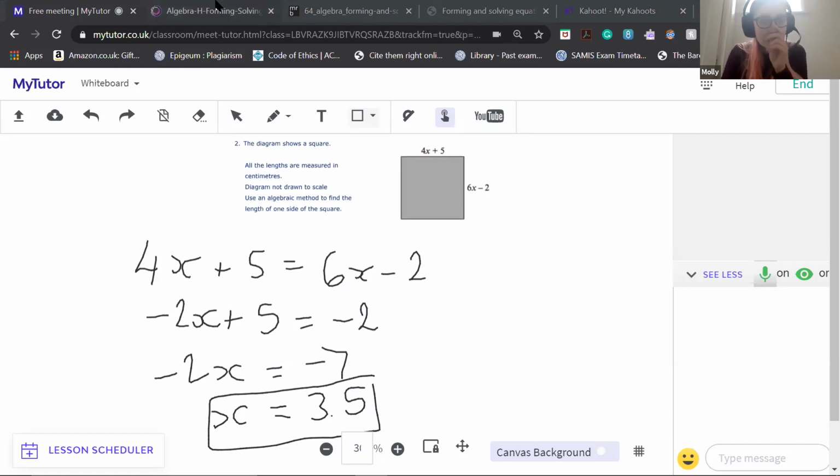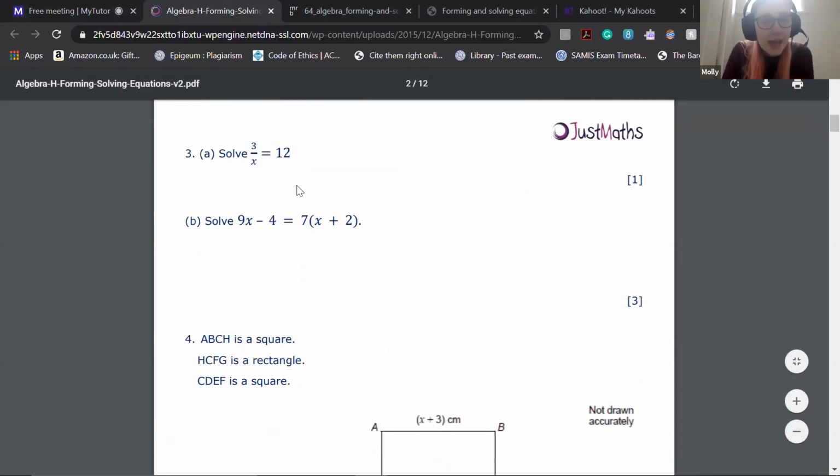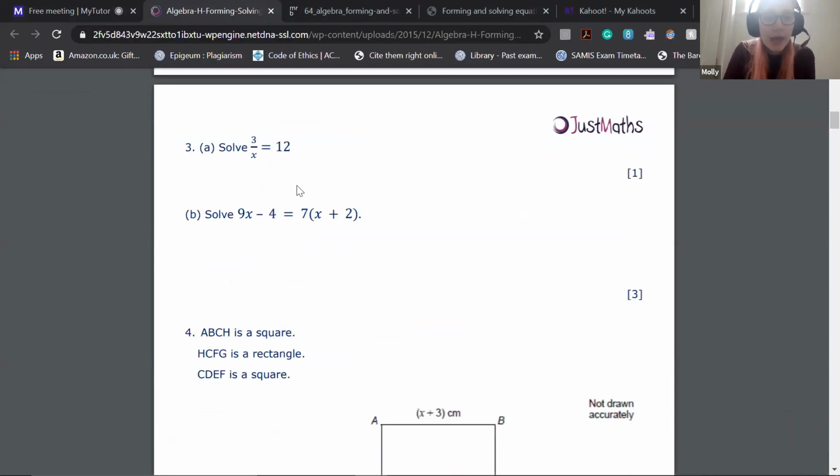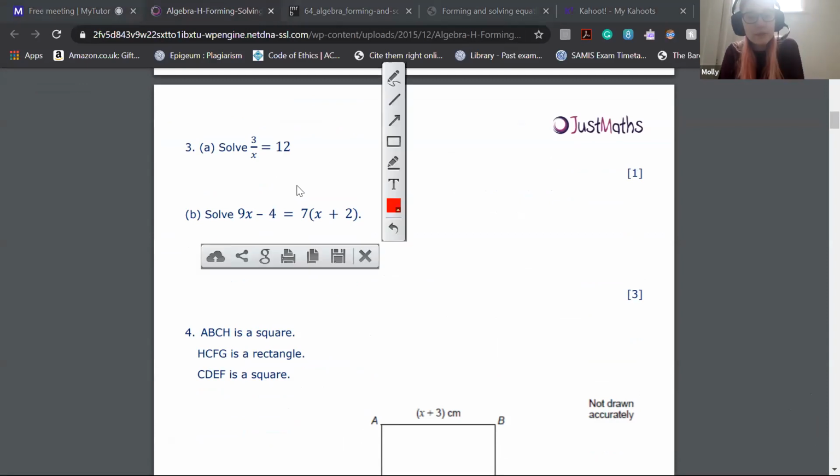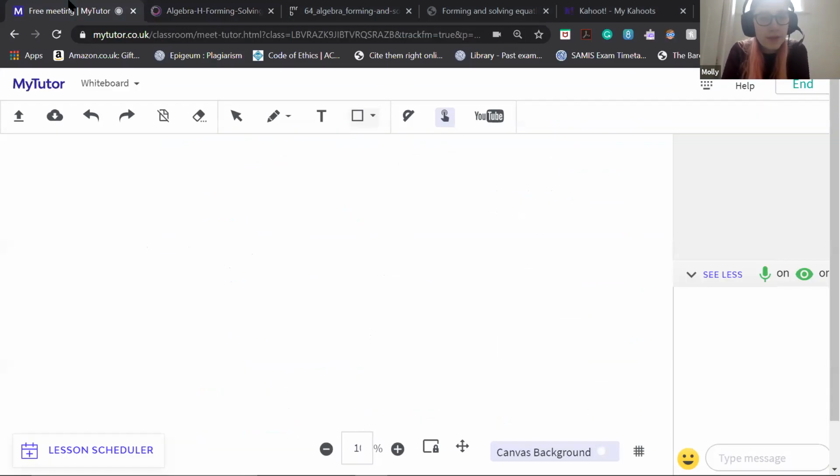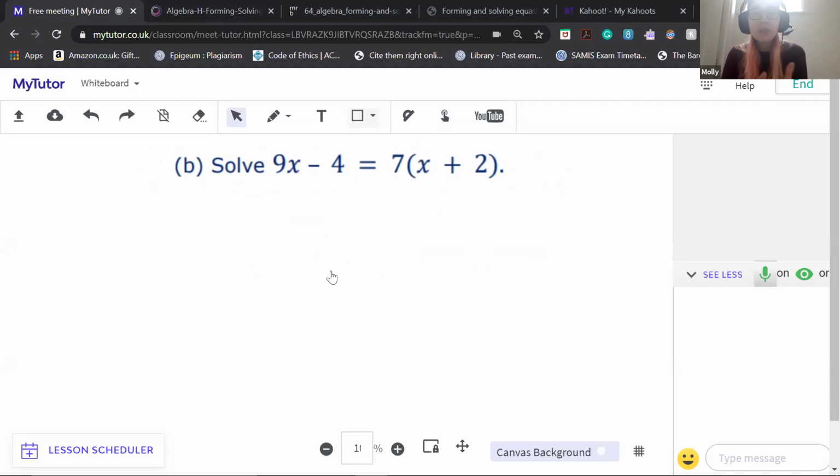Cool. So let's have a look at another. Why don't we have a go actually at just doing a rearrangement to get us used to it, to tackle some of these questions. So who knows how we can solve this equation to find x?